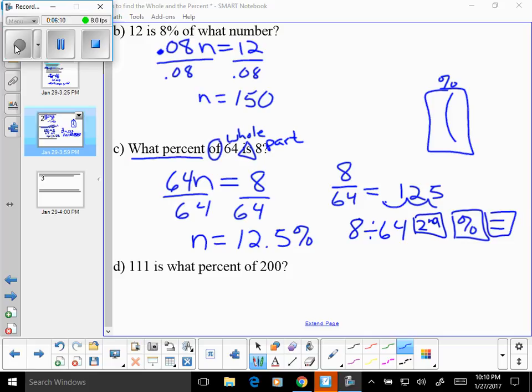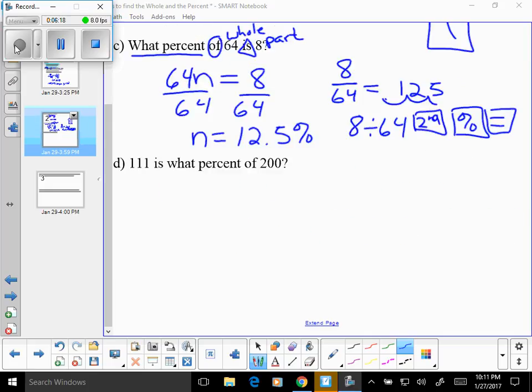And again, you really got to think, I'm trying to find percent here, so I need to have that percent key, or that percent sign rather, excuse me, as my label. Now, hit pause and you try D.